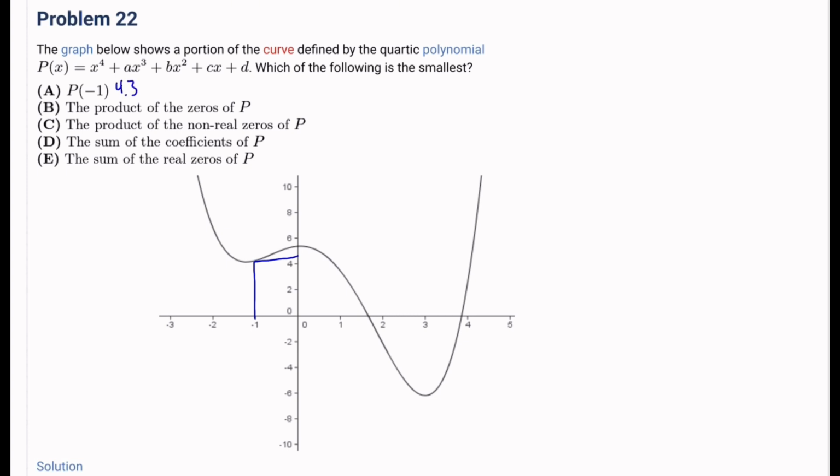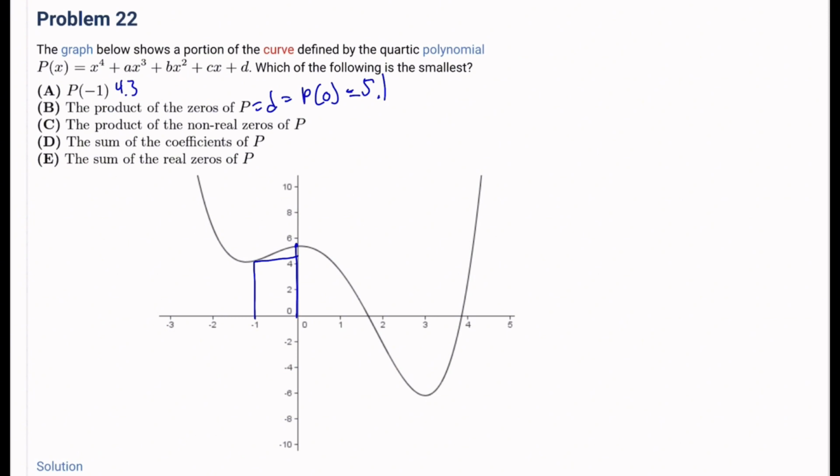And the product of the zeros of p. So the product of the zeros is actually d. And then we can get d when it's p of 0. And p of 0, it's like this. It will be about 5.1.